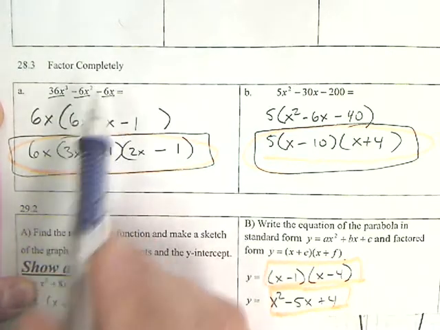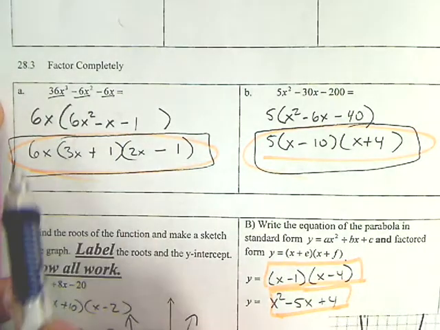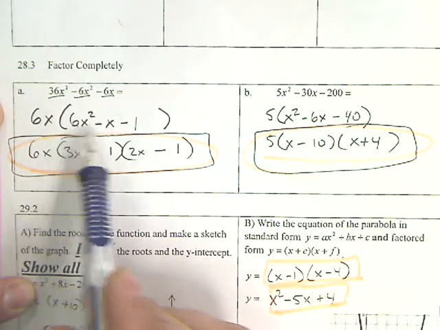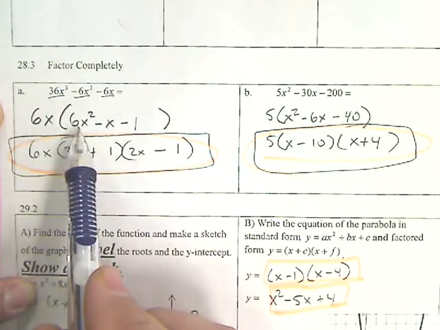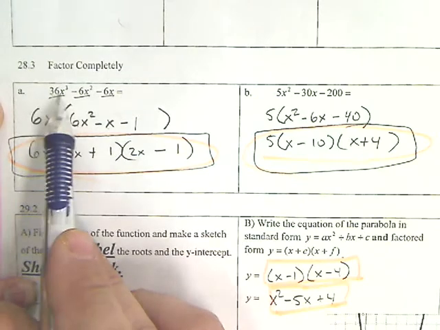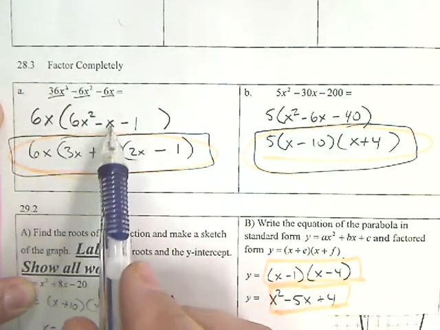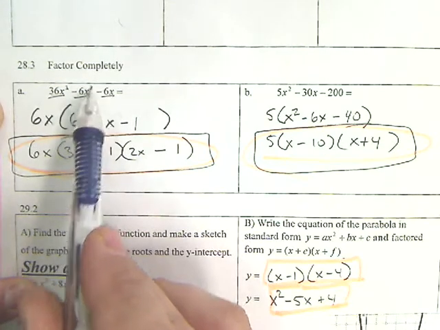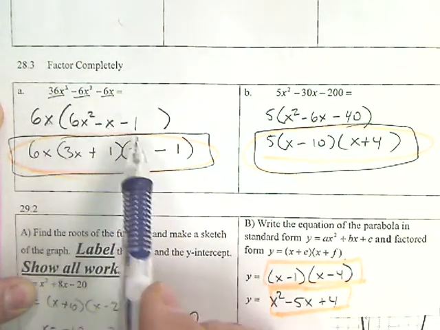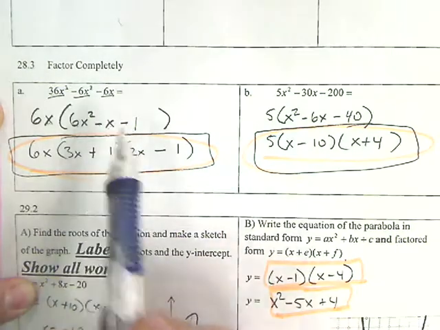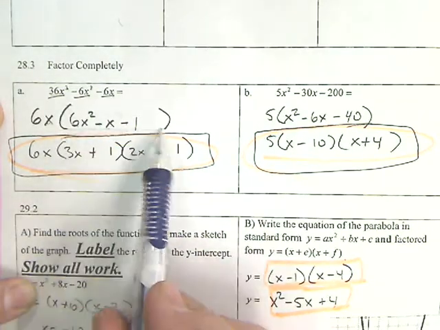Each term has a 6x in it. So I pull out the 6x, and that's what's left in each term. So 6x times 6x squared would be the 36x cubed. 6x times the negative x would give you the negative 6x squared. 6x times negative 1 gives you the negative 6x. Okay, then all I have to do is factor this part.